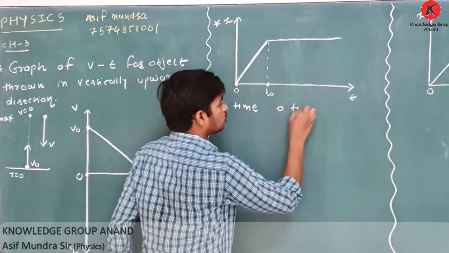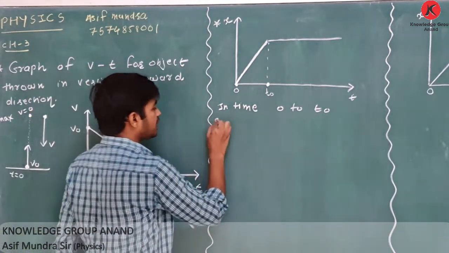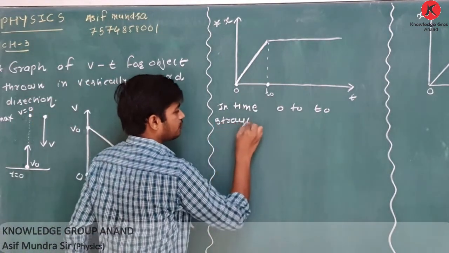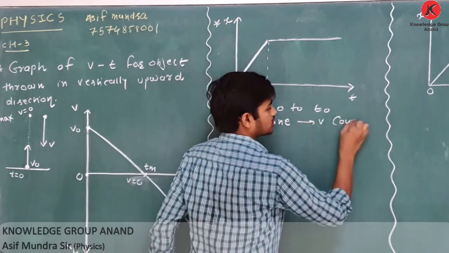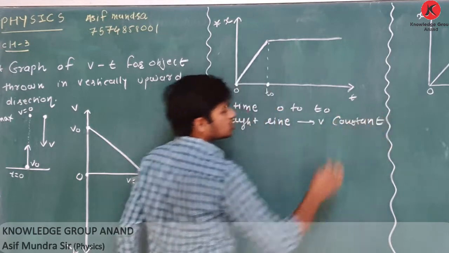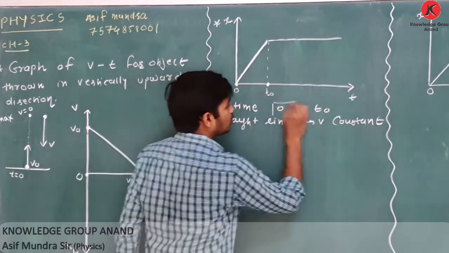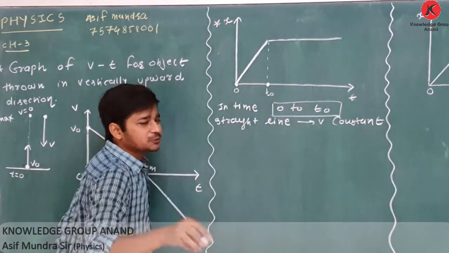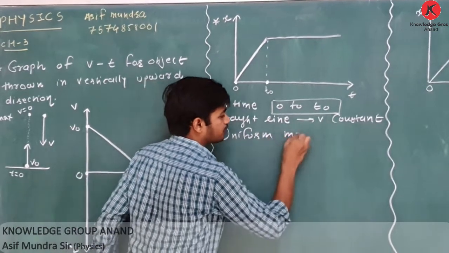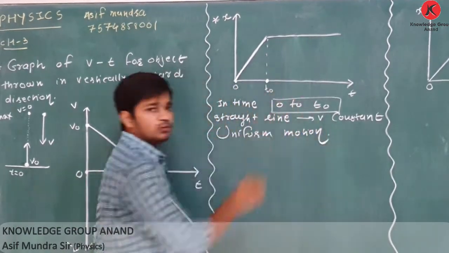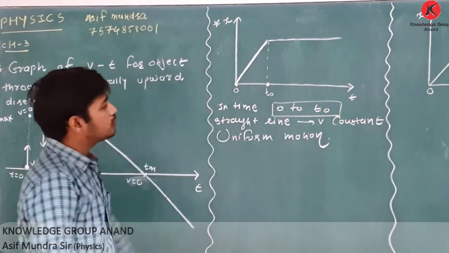In time 0 to t0, the graph is a straight line, which means velocity is constant. And if velocity is constant, then we can say that in time 0 to t0, the object is performing uniform motion. Clear about this? Okay, it performs uniform motion.